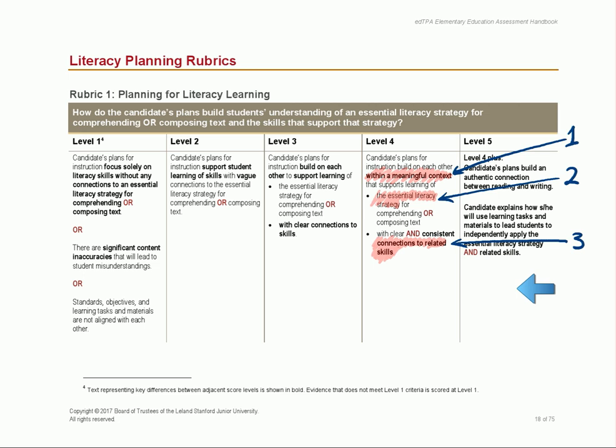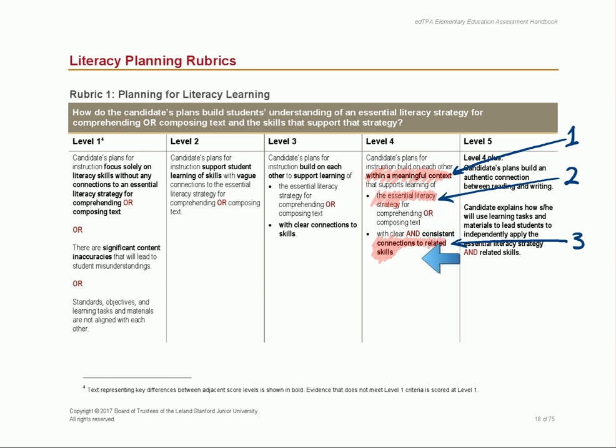If we look at level 4, you can see candidates' plans for instruction build on each other within a meaningful context that supports the learning of. Okay? So the meaningful context means that you're addressing who your kids are, you've addressed well what the content should be, your central focus is clear, you want to have all of that in line, and you want those things to be in line with the essential literacy strategy. Okay, and it's going to be comprehending or composing text.